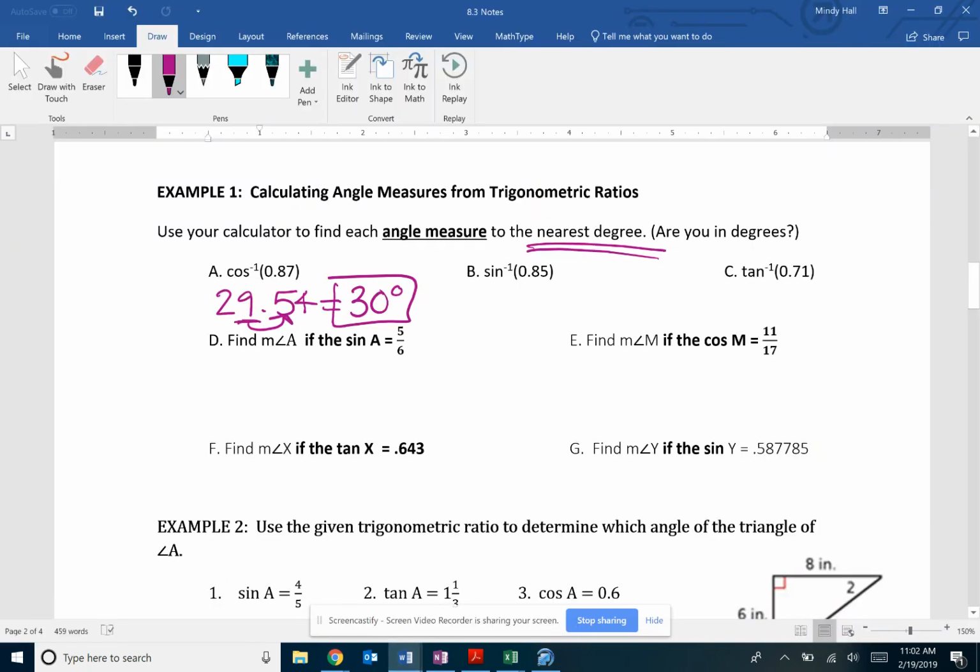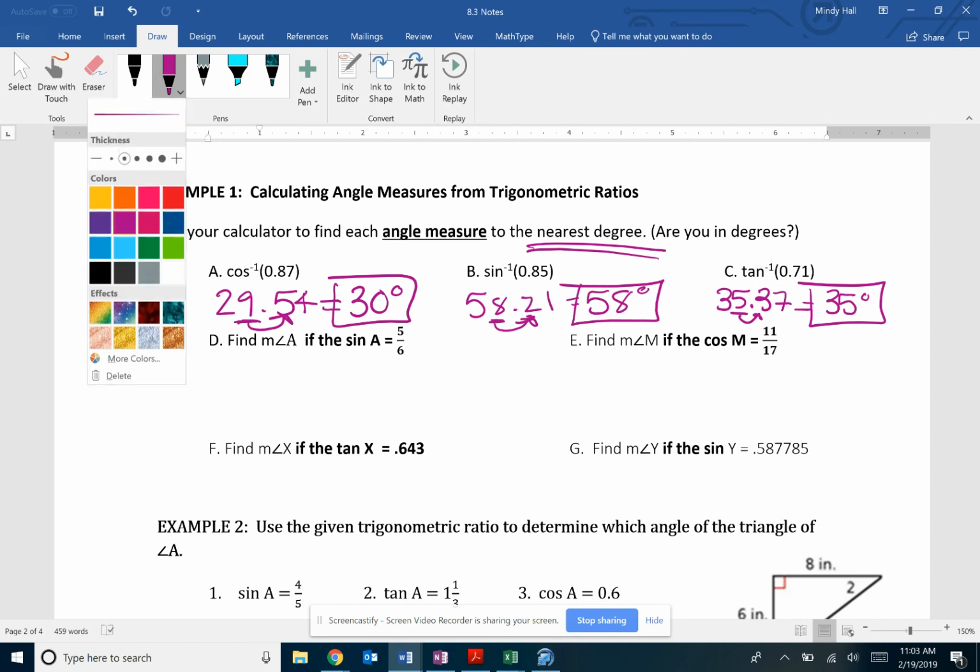So going back to the notes, if I want the inverse sine or arc sine of 0.85, then that would be 58.21. So 58.21, that 2 tells me to keep my 8, so it's going to be 58 degrees. And then for inverse tangent or arctan of 0.71 would be 35.37, which again, nearest whole number, we are going to have 35 degrees, like that.